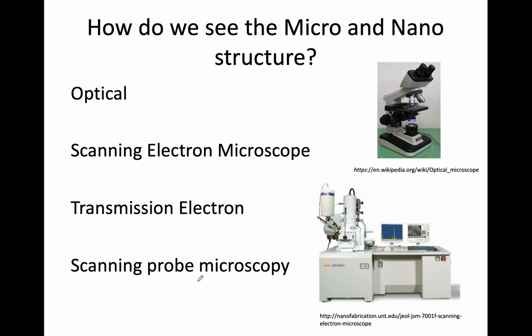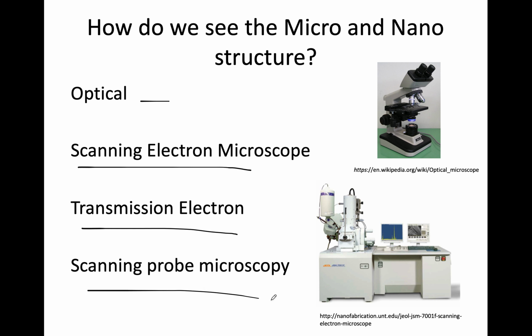And depending on what size we're looking at, we may use a different piece of equipment to investigate that structure. So we could use an optical microscope, a scanning electron microscope, a transmission electron microscope, or scanning probe microscopy. All of these things are different ways that we can look at the structure of materials.